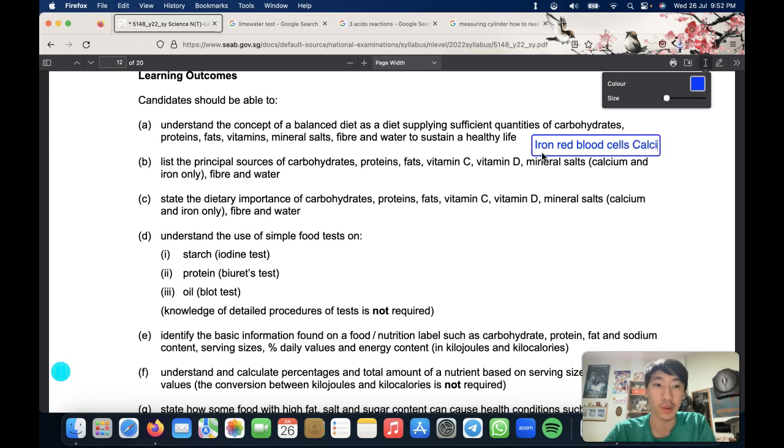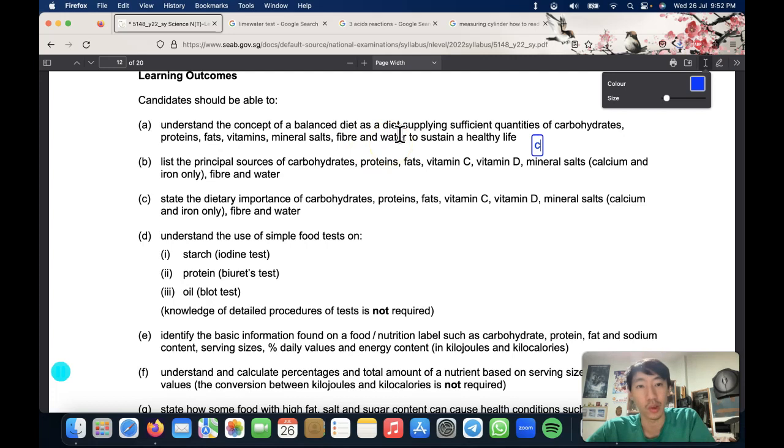Okay, and then we got calcium. Calcium is needed for strong and healthy bones. Then what about fiber? Fiber is important to help us prevent constipation, right? Basically help us to pass motion. Okay, pass motion means take a dump. Where do you find the fiber? It's found inside fruits and vegetables.